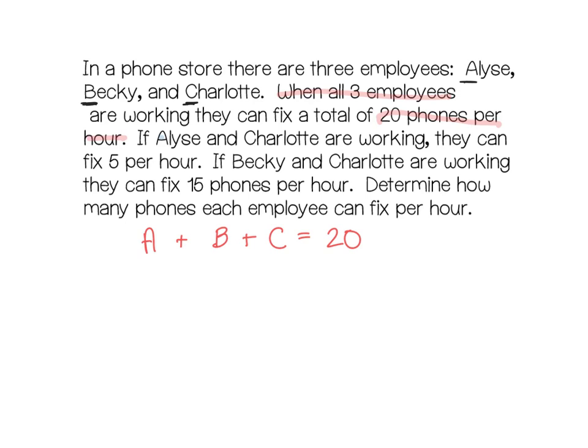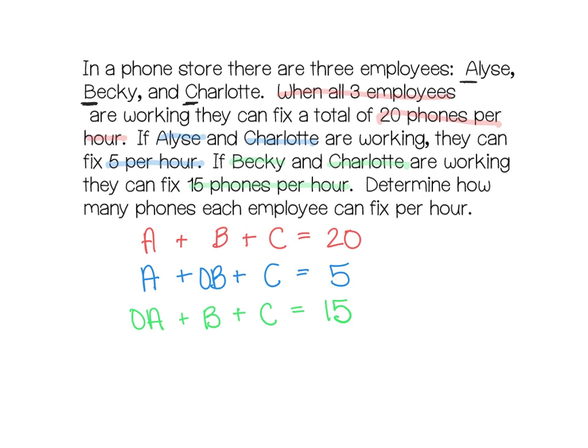If I keep reading, it says Elise and Charlotte are working. They can fix 5 per hour. So that would be Elise plus Charlotte equals 5. And if you like to make sure you have every variable written in, you could write in 0B if that would make you feel better. The last sentence says, if Becky and Charlotte are working, they can fix 15 phones per hour. So this time I have Becky and Charlotte fixing 15 phones. Again, if you like to have every variable written in, that would be 0A because she's not working.